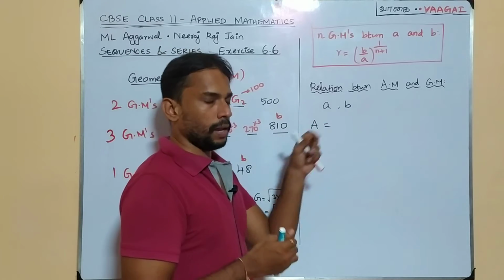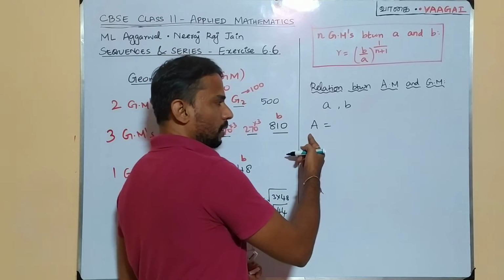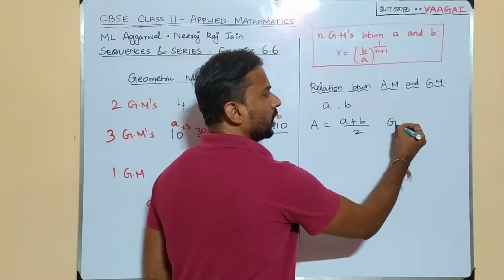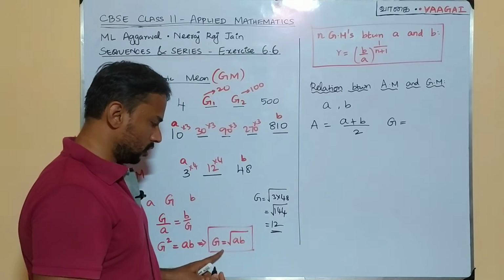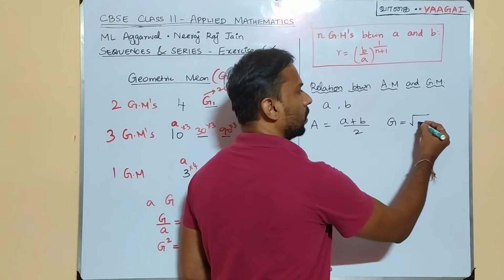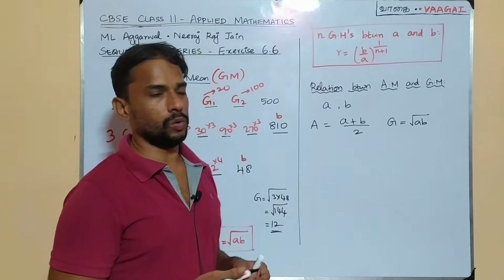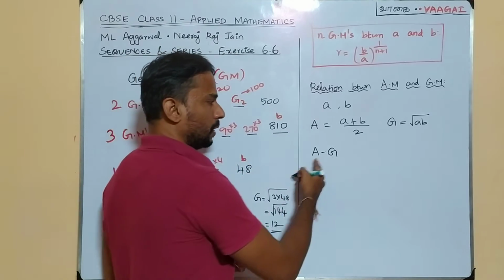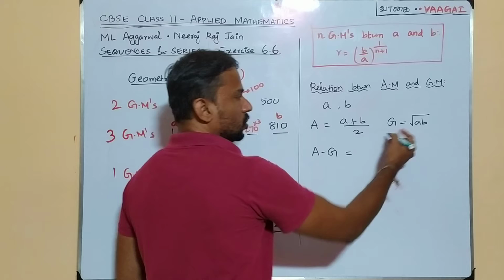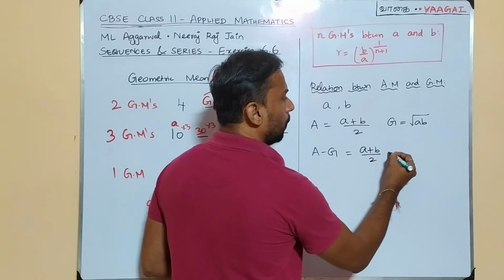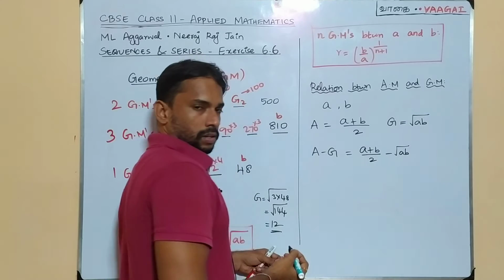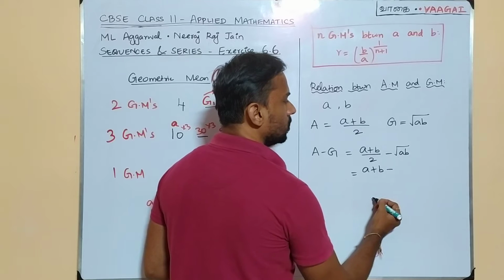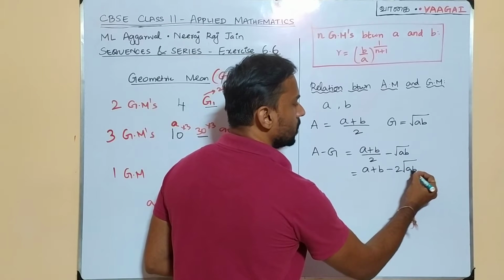So for these two values a and b, how to find the arithmetic mean? It is going to be, I am expressing it as A, a plus b by 2. And what is the geometric mean? I will take it to be g, and g we just now found. What is the geometric mean? It is going to be root of ab. Now what I am going to do is find the value of A minus G. Let me manipulate A minus G, taking these two expressions. We will have a plus b by 2 minus root ab. So we will have a plus b minus 2 root of ab, whole divided by 2.